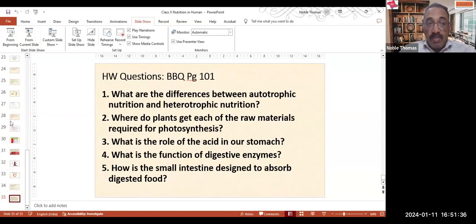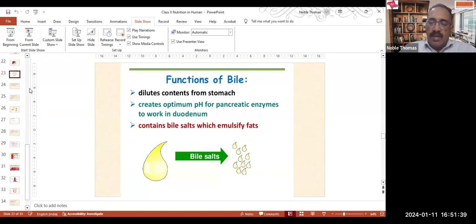Okay, so these are some of the major portions involved in heterotrophic nutrition.